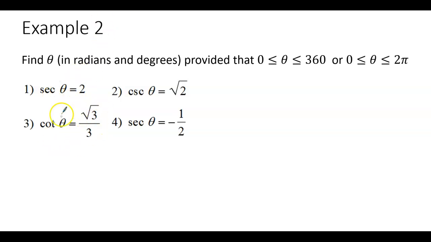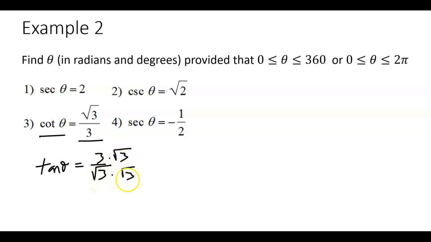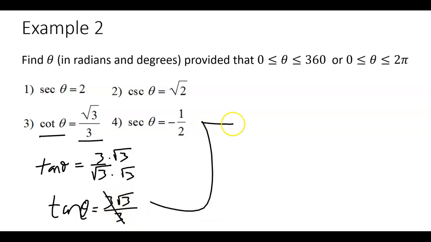Cotangent of theta is equal to radical 3 over 3. So the first thing I'm going to do is I'm going to take the reciprocal on both sides. The reciprocal of cotangent is tangent. And the reciprocal of radical 3 over 3 is 3 over radical 3. And once again, we don't like square roots on the bottom, so I'm going to multiply the top and the bottom by the square root of 3. And now I've got tangent of theta is equal to 3 radical 3 over 3. And these cancel out. And so all that simplifies into tangent of theta equals radical 3.